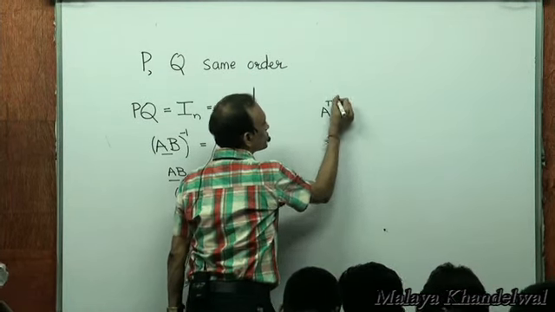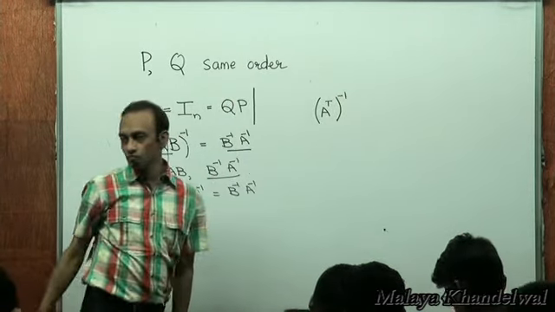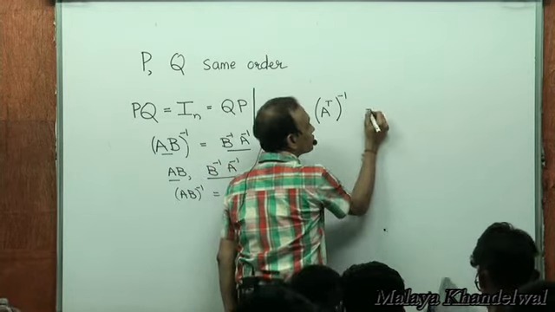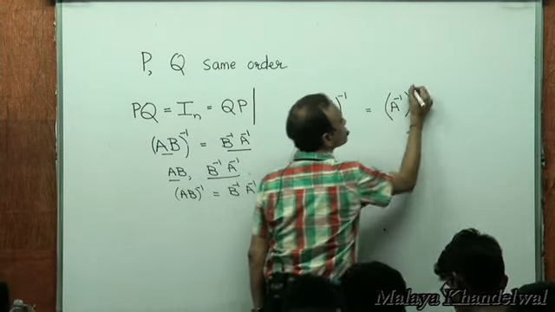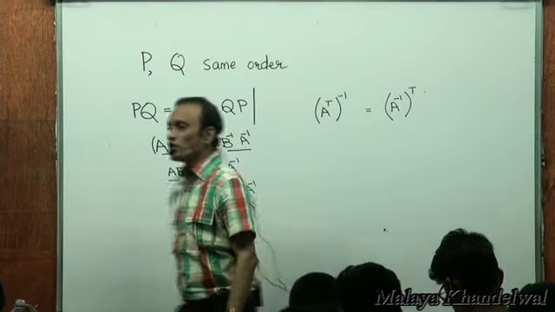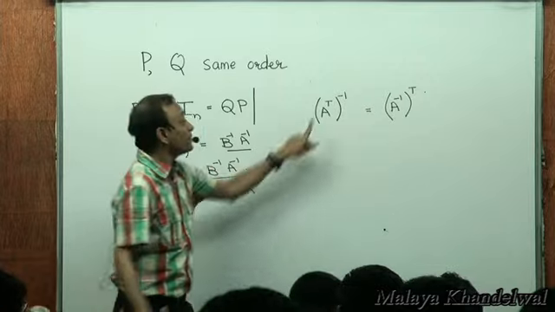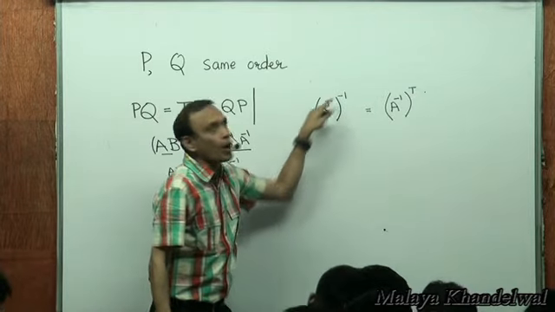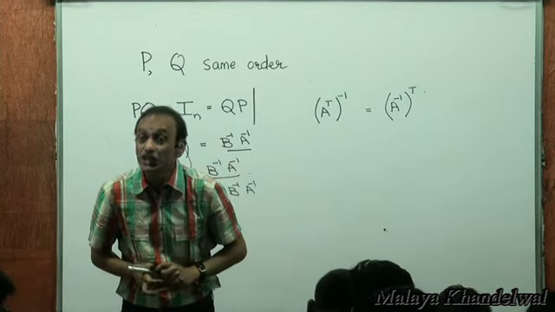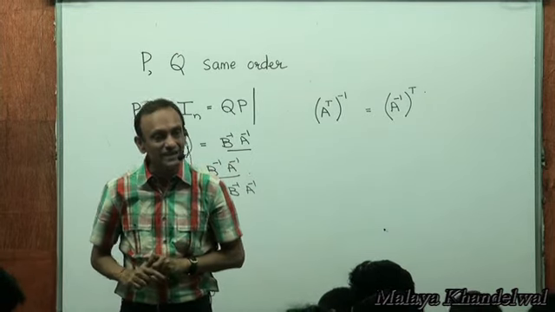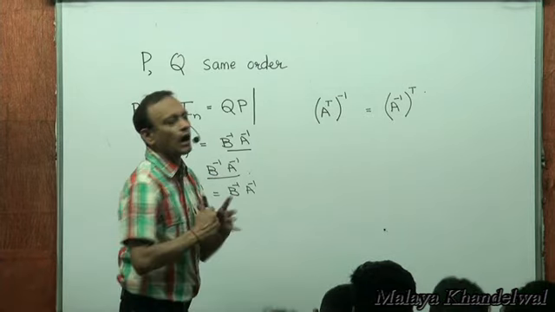The inverse of A transpose would be A inverse transpose. A transpose when inverted is the same as A inverse when transposed. That means transpose and inverse operators are interchangeable. Transpose and inverse are interchangeable operators. You know what I'm saying? How?